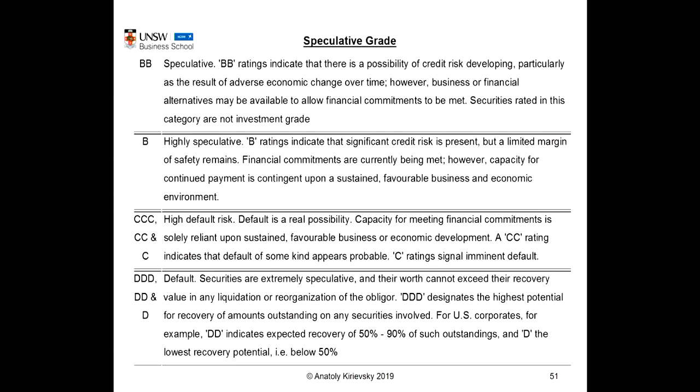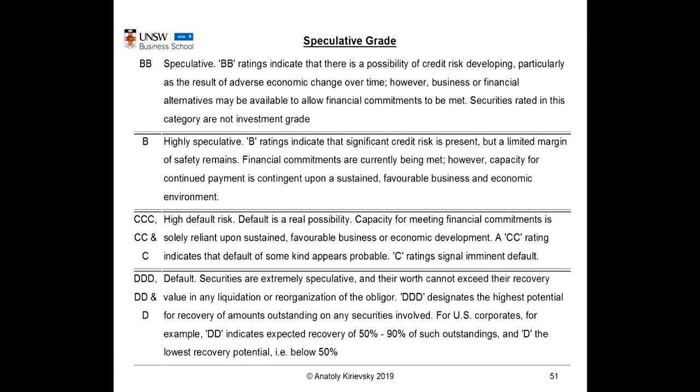And then you can look at BB, speculative, which indicates there's a possibility of credit risk developing. Securities rated are not investment grade. Then B, highly speculative: capacity for continued payment is contingent upon a sustained favorable business and economic environment. Yes, they're paying their debts, provided the current environment is favorable and continues to be favorable. And then triple C, default is a real possibility. Capacity for meeting financial commitments is solely reliant on sustained favorable business or economic developments. Double C, default is probable. C signals imminent default. So C means they're about to default.